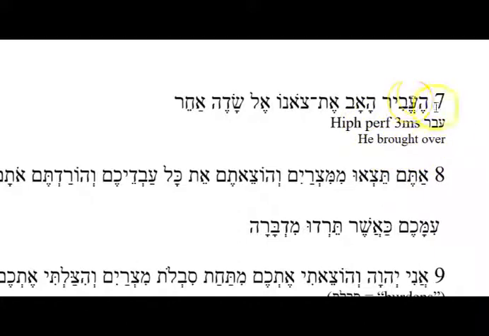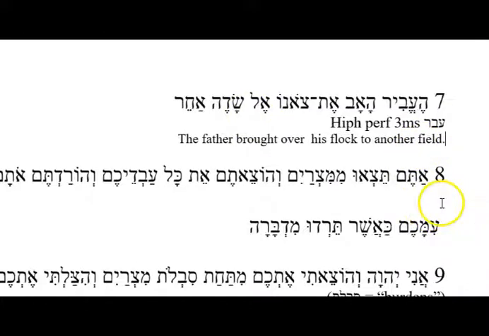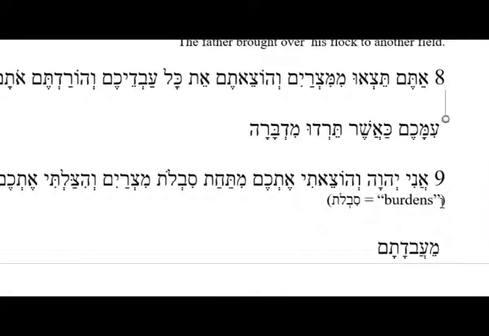All right, so now do we have a subject for this verb? Yes, we do. The father brought over. So instead of just this pronoun, we're going to use the specific subject. The father brought over. What did he bring over? Here's our definite direct object marker. Zono, his flock. El sadeh acher, so to another field. Acher, another; sadeh, field. The father brought his flock over to another field. Okay, number 8.